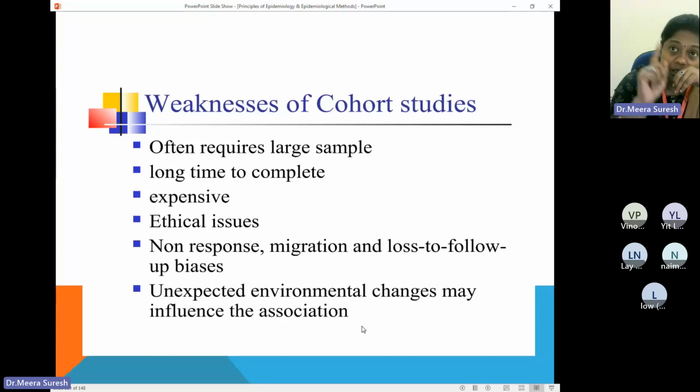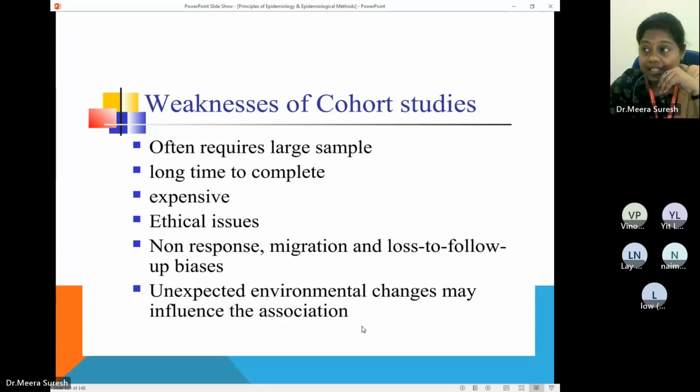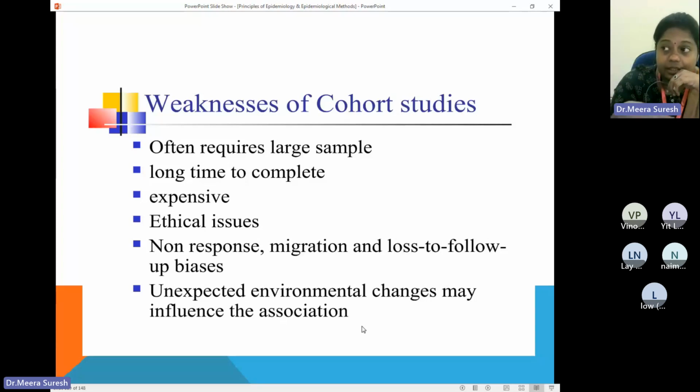When we say that smoking is the reason for lung cancer, we can establish that via the cohort study. In case control, we can only say lung cancer and smoking are associated. But we don't know if there is any other factor in between, or how many years it will take. We don't know that sequencing, but we get that sequencing in a cohort study.